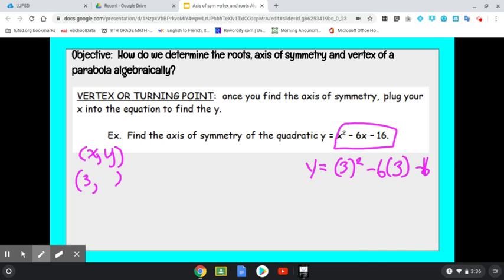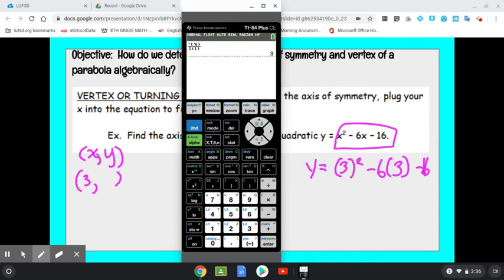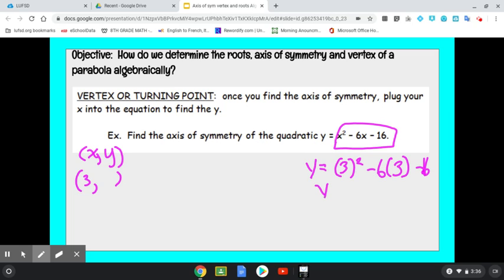So now I plug it in, and I'm just going to type it in my calculator. Parenthesis 3, close, squared. Minus 6, parenthesis 3, close. Minus 16, press enter, and you get negative 25. So that means y is equal to negative 25. So your vertex is 3, negative 25. Now, just for fun, is this a maximum or minimum? Well, we know since x squared has a positive number for a, this is considered a minimum.